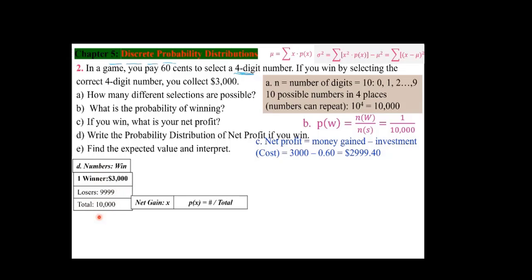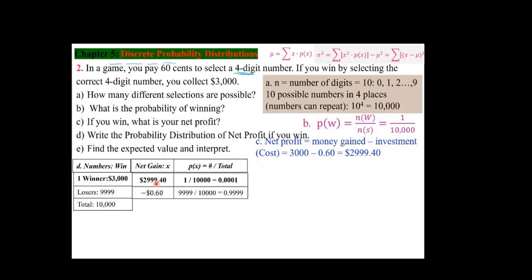Now, net gain for the winner is this amount. We just calculated, right? But what about the rest? The rest would be 60 cents with a negative sign. I can't emphasize the importance of writing this properly, including the sign, negative 0.6. So what is the probability of X? For this one it is 1 out of 10,000. For this one it is the rest, 1 minus that. So 9,999 over 10,000. And as always, they must add up. These two must add up to 1, and they do.